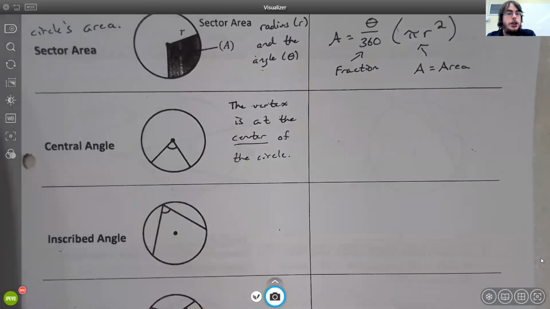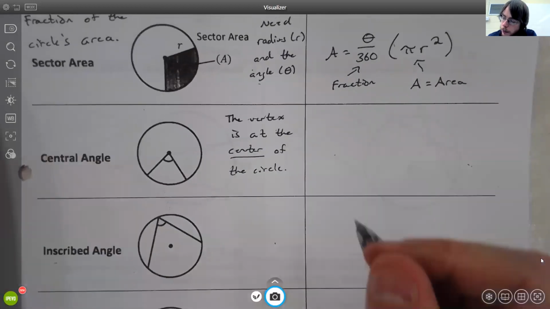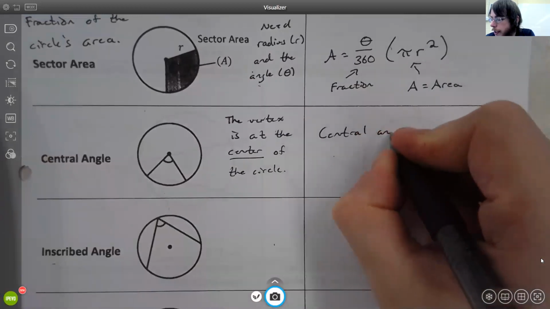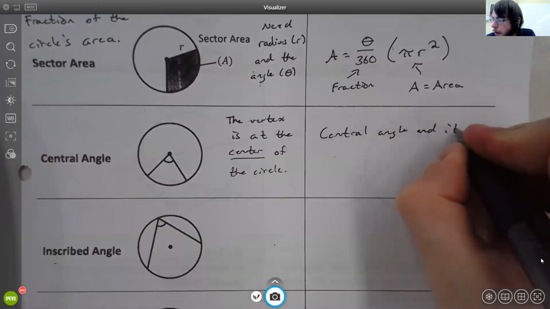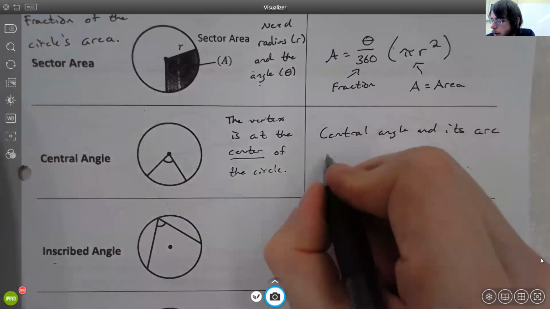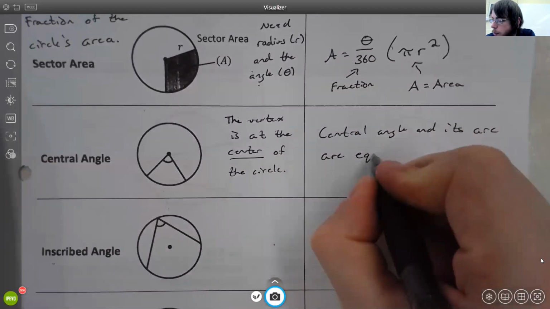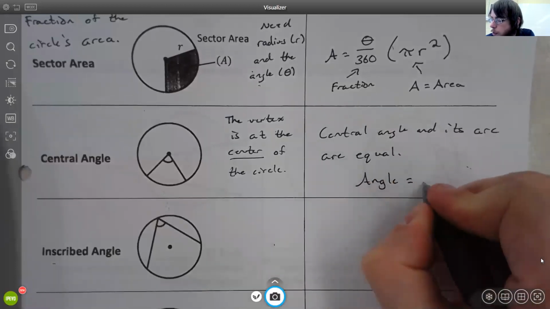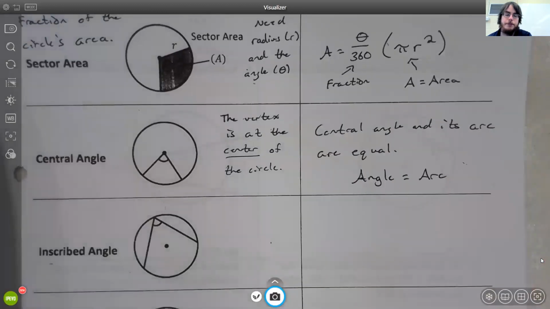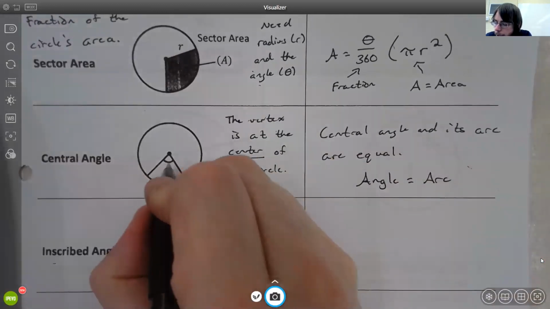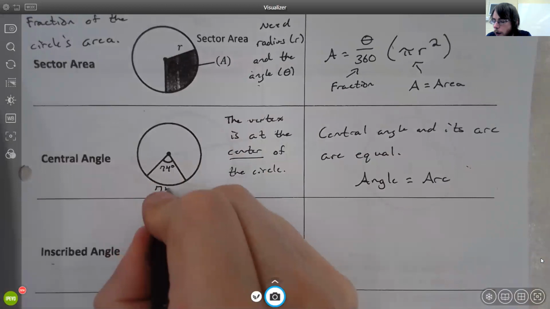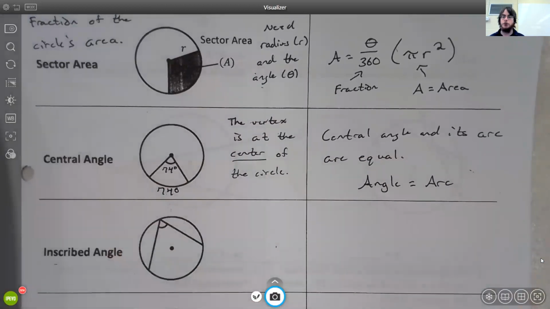Now, the important thing about a central angle is that the central angle and its arc are equal to one another. So that means the angle is equal to what the arc is, and vice versa. So if you had a 74-degree central angle here, then your arc would be 74 degrees as well.